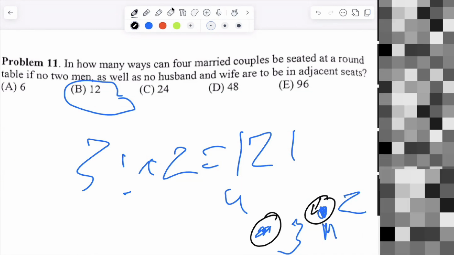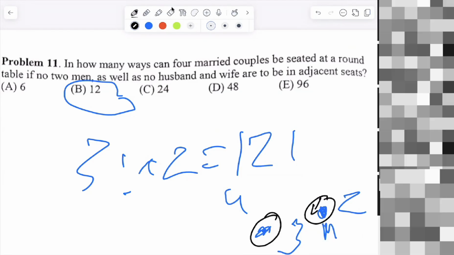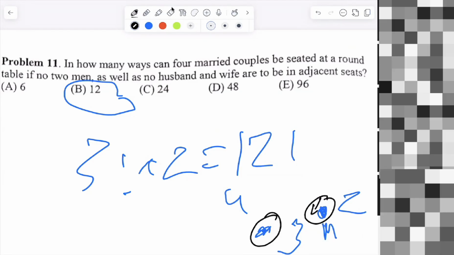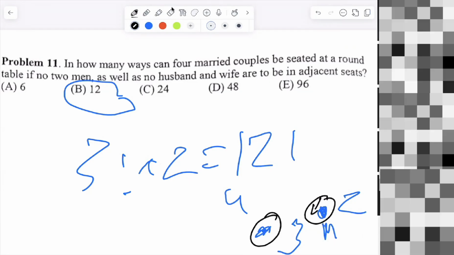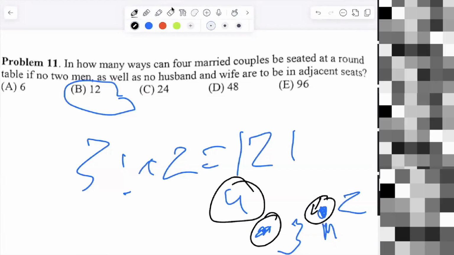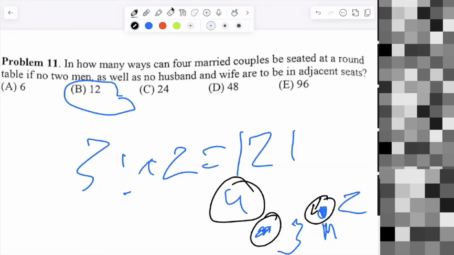Now, let's look at the second male. Or the third male in this case. I meant 4th male. Like this one. We'll look at the 4th male. There's one way to place it.